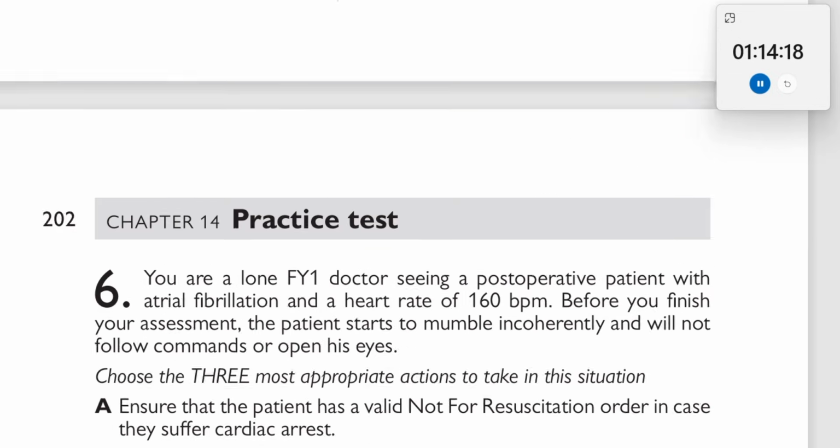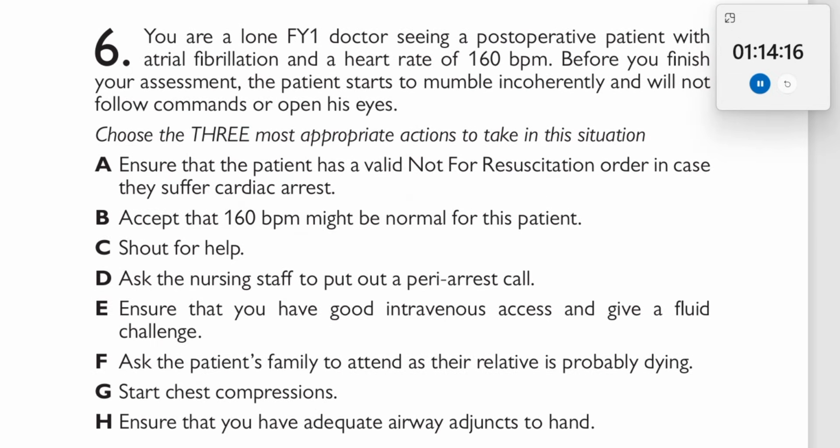Okay, the next one. You are an FY1 doctor seeing a post-operative patient with atrial fibrillation and a heart rate of 160. Before you finish your assessment, the patient starts to mumble incoherently and will not follow commands or open his eyes.